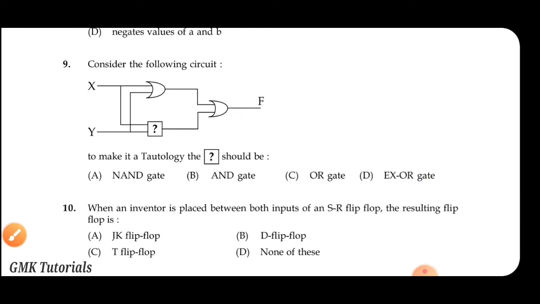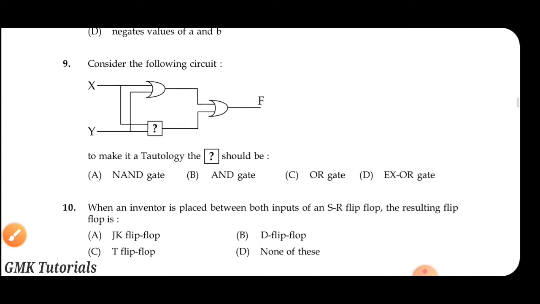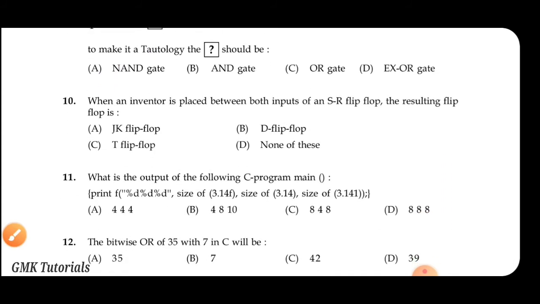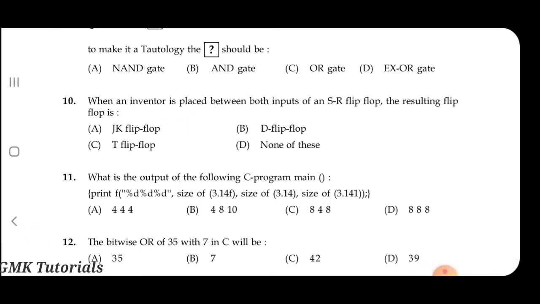And ninth question, the given circuit, if it is a tautology, it should be a NAND gate. Tenth question, when an inverter is placed between both inputs of an SR flip-flop, the resulting flip-flop is a JK flip-flop.